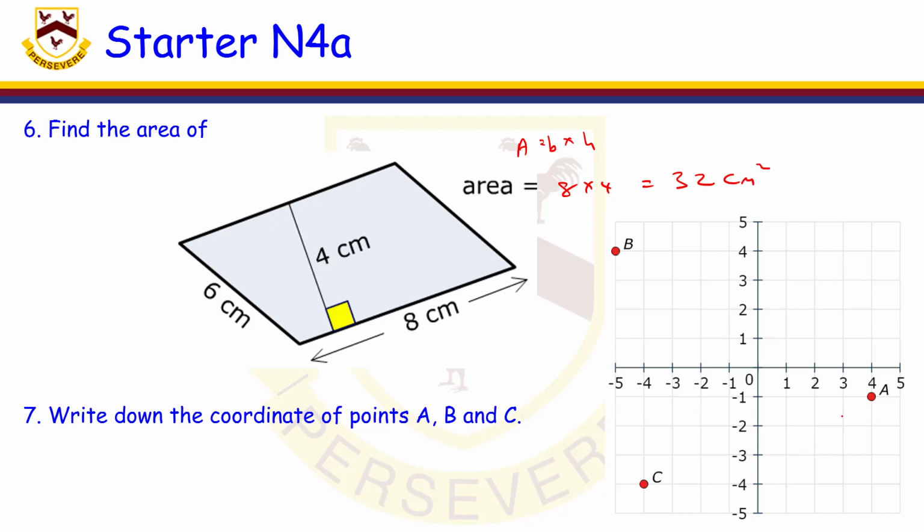And we want the coordinates of each of these points. A is given by across the landing, then up or down the stairs. So that's going to be 4, minus 1. Don't forget our brackets. And B, across the landing, so minus 5, comma 4 with brackets. And C, across first, so minus 4 and down 4. So minus 4, minus 4.